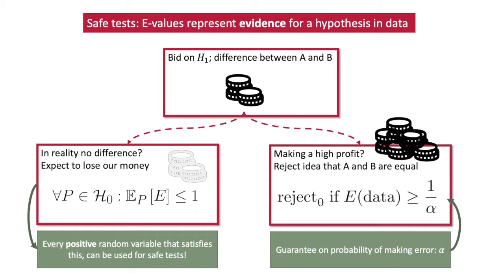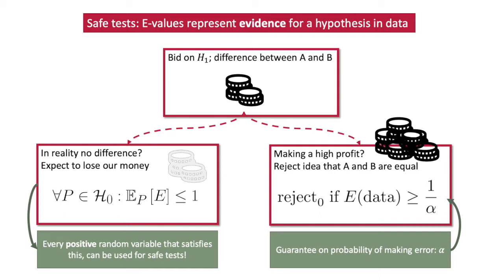In a minute we'll go over how safe tests can deal with real-time analysis, but let's go over the definition first. So safe tests use random variables called e-variables, or e-values, and they represent evidence for a hypothesis in the data. When e-values are high, we have a lot of evidence for our alternative hypothesis, and when they are low, we don't. So we can view e-variables and safe tests as a bid on our alternative hypothesis. So we're making an investment on the alternative hypothesis that strategies A and B are different.